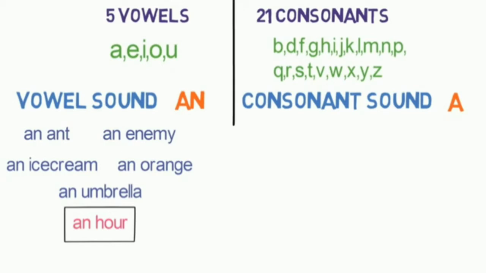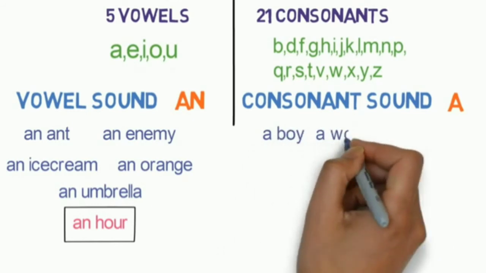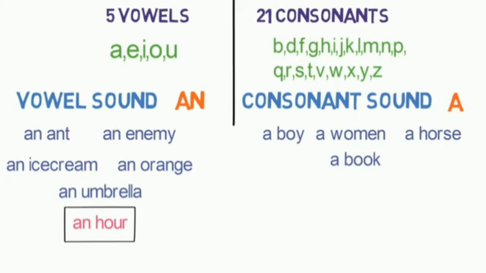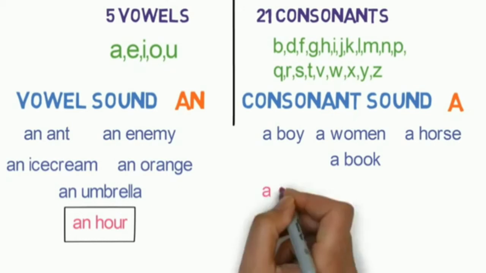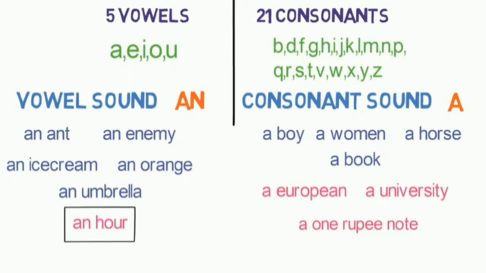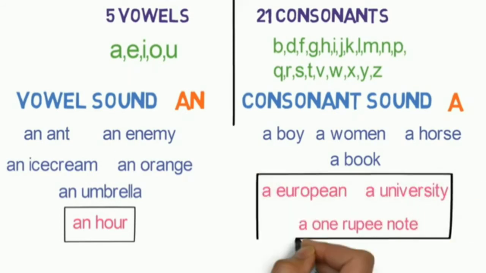Let's look into examples where we use the article a before a word. A boy, a woman, a horse, a book. These all start with a consonant sound. Let's look into words which start with a vowel letter but the starting sound is of a consonant. A European, a university, a 1 rupee note. These all start with a consonant sound, so a is used before these words. That's pretty much it about articles in this video.